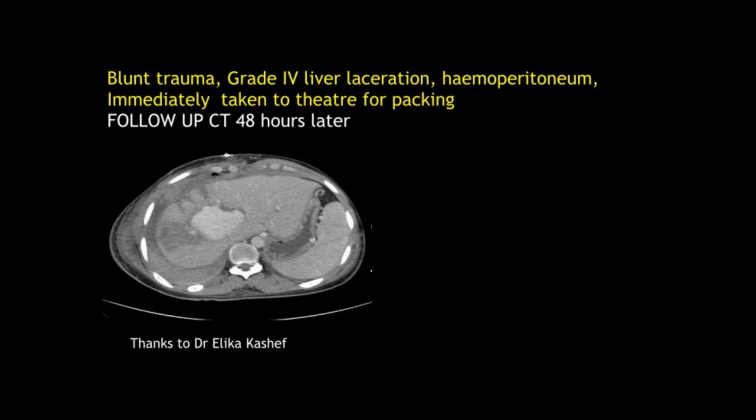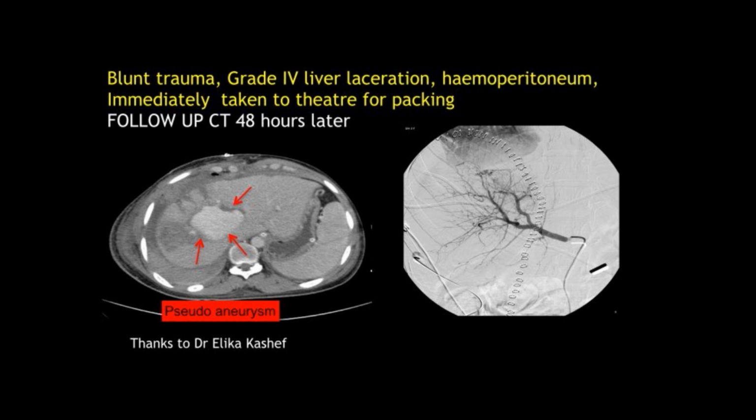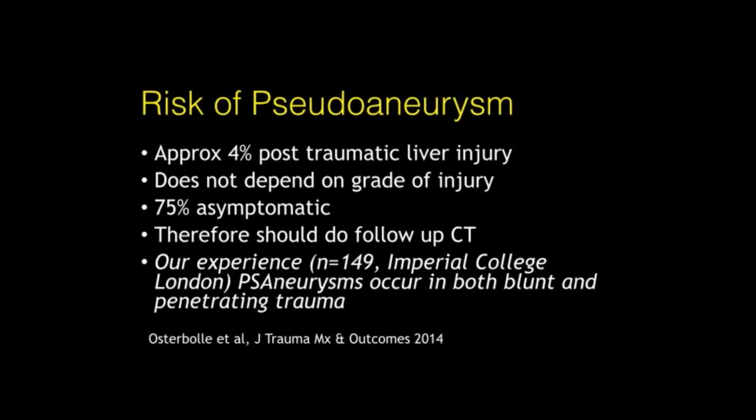Here's another patient. Now, when he came in, he had a CT done very, very quickly before he went to theatre, which was essentially normal in terms of there was no pseudoaneurysm. It was very abnormal in terms of his liver injury. Here's his CT 2 days later, and he's developed an enormous pseudoaneurysm at the site of injury. And again, you can see on the angiogram an enormous pseudoaneurysm which was successfully embolized.